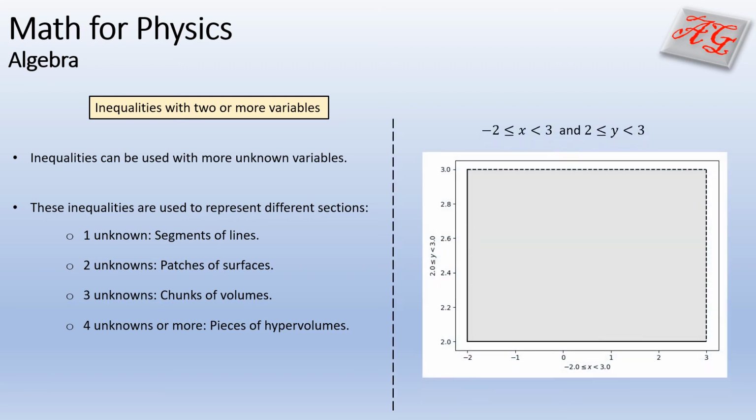Examples for two unknown variables may represent simple rectangular areas. So, for example, this shaded rectangular area represents the inequalities -2 is less than or equal to x, which is less than 3, and 2 is less than or equal to y, which is less than 3. Notice that at the edges of the surface there are solid lines and dashed lines. The solid lines indicate the limit of the boundary that is included, and the dashed line also indicates the limit of the boundary. However, in this case, the boundary is not included.